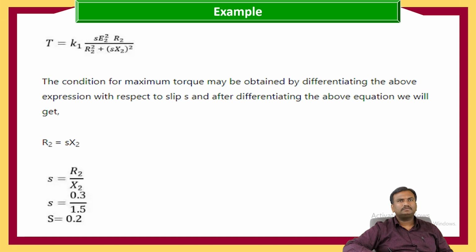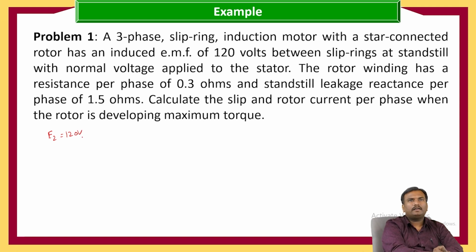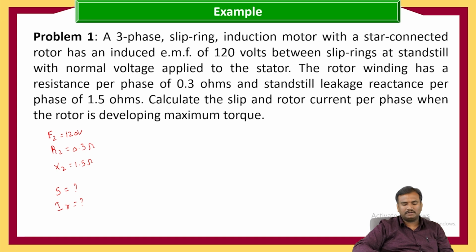So here first let us write the data given, that is the rotor induced EMF, E2 is equal to 120 volts, and the rotor winding has rotor resistance per phase R2 equal to 0.3 and X2 is equal to 1.5 ohms, and we need to calculate the slip and the rotor current per phase when the rotor is developing maximum torque.